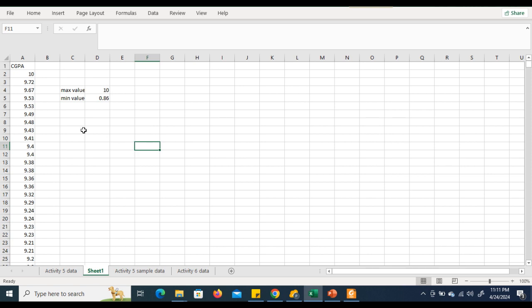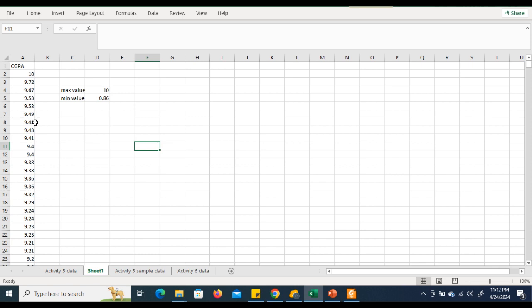Now the next step: I want to calculate the probability and compare it with the normal distribution. The first thing we need to know is that the normal distribution is a continuous probability distribution, and the given data is in discrete form. You can see the values given: 10, 9.72, 9.67, 9.53. Although the values are calculated up to 2 decimal places, there are not many values between any two consecutive numbers. So this is discrete data, and the first step is to convert this data into continuous form.